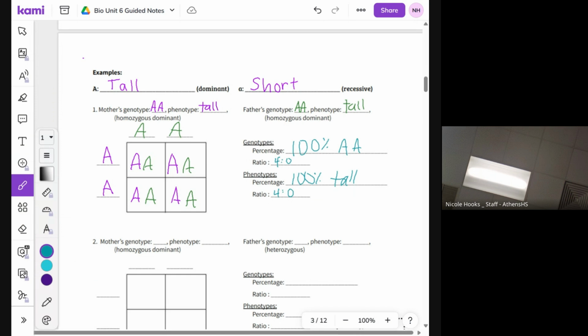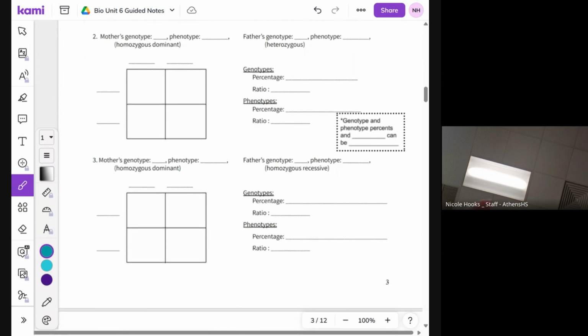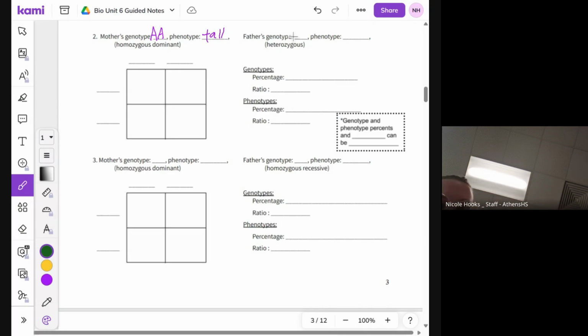Okay, all right. The next one, we're going to change up the mother and the father's genotype to be slightly different. So this time, mom's genotype is the same as the last one, big A, and she will be tall. And dad, we lost the dark green color. Dad is big A, little a, meaning that he is heterozygous. See how it says it right here, heterozygous. His phenotype is tall as well, because tall is dominant. So if the dominant allele is present, you're always going to see the dominant allele.